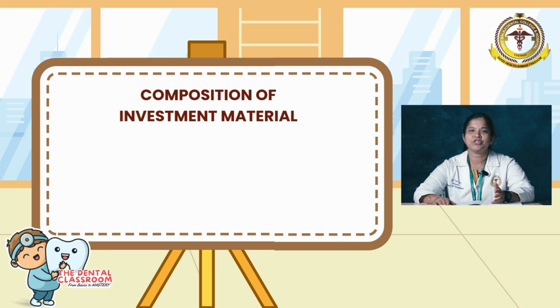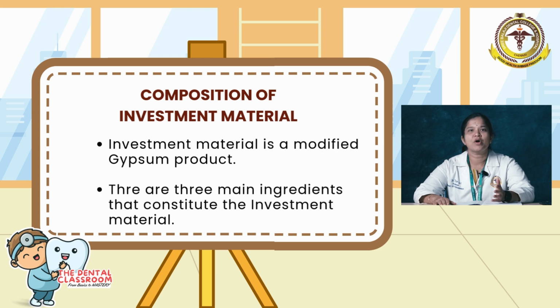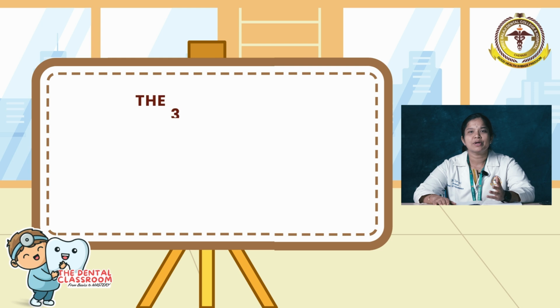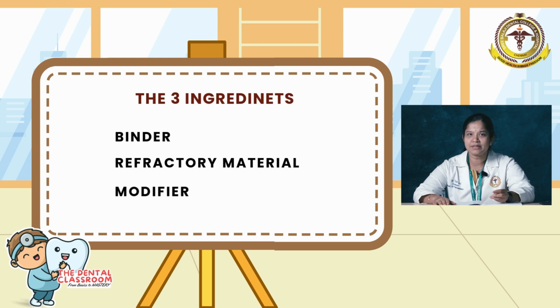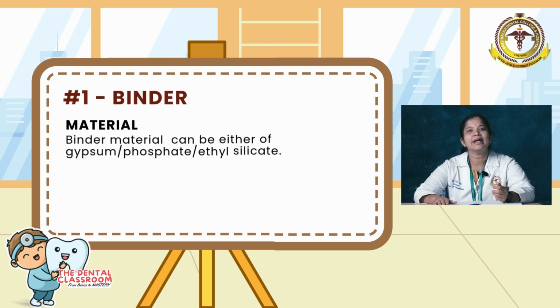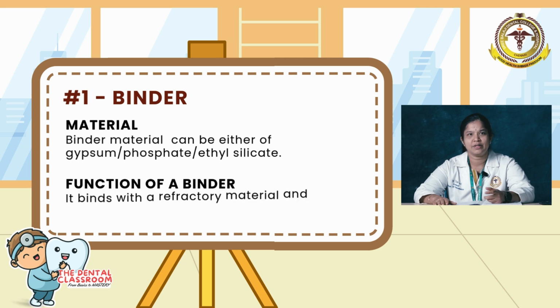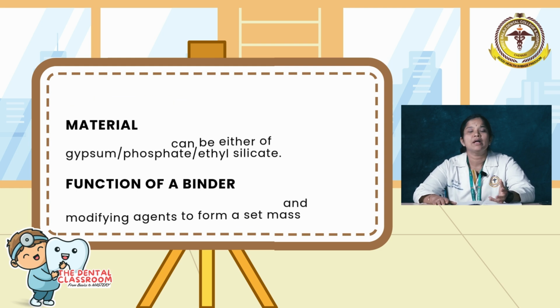As I already mentioned, investment is a modified gypsum product. So when I say a modified gypsum product, the first ingredient is the binder. The second ingredient is a refractory material and the third ingredient is a modifier. Binder could be either a gypsum or a phosphate or ethyl silicate. The function of a binder is to bind the refractory material and other modifying agents to form a set mass.